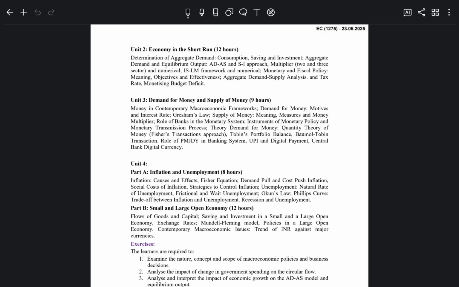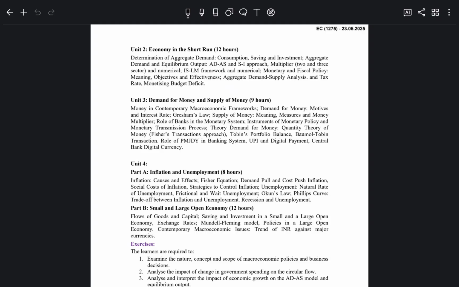The second unit will focus on the economy in the short run, on which 12 hours will be devoted. In this unit we will be discussing the concept of aggregate demand, consumption function, saving function, and investment function, and how the equilibrium output is determined using the AD-AS approach and the savings-investment approach. We will be deriving the multiplier in the two sector and three sector economy, and we will further be solving the numericals together.